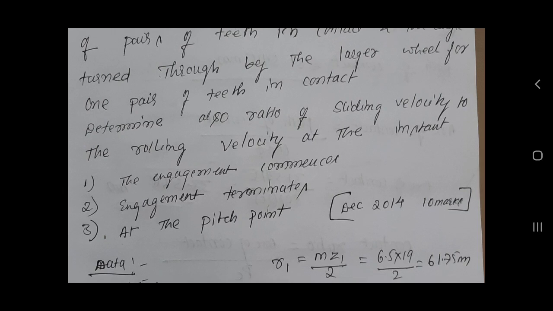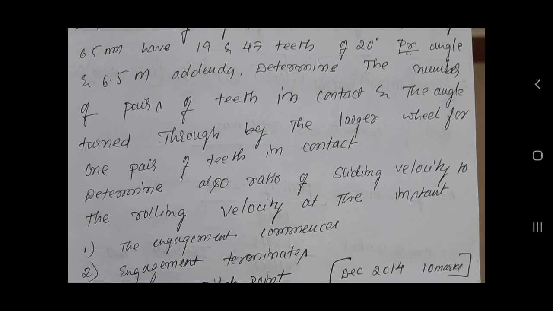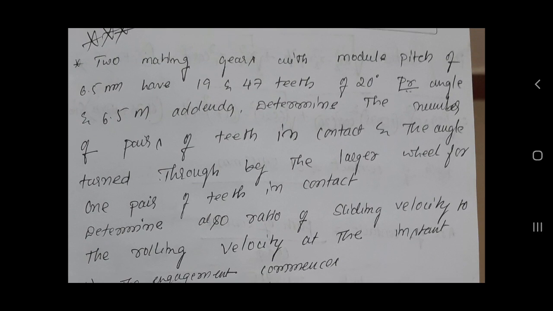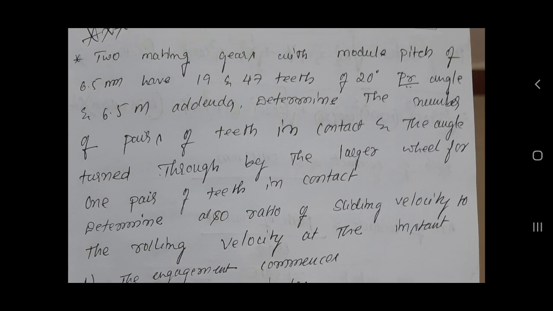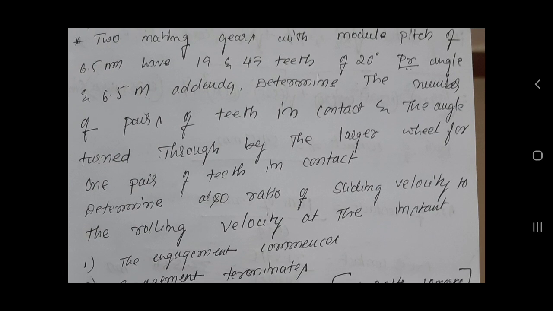Which instants are specified? Engagement commences, and engagement terminates at the pitch point. Here, the problem is asking us to find the number of pairs of teeth in contact, that is, the contact ratio. As per the derivation, first we need the length of contact, next the arc of contact, and then we can easily find the contact ratio.